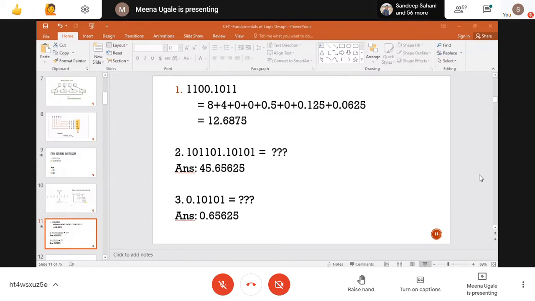Slide number 11 visible? Yes, yes, ma'am. Okay, thank you.